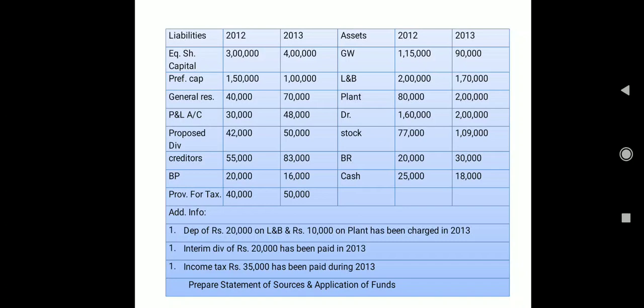Okay, now coming to the additional information. What is the additional information given? Depreciation of rupees 20,000 on land and building. Okay, hold here only. Depreciation of rupees 20,000 on land and building, and that's why I have kept your land and building and plant on hold. Now coming back to the land and building, if we check the 2012 value, it's 2 lakh. And upon that depreciation from additional information, 20,000 is your depreciation. So what is the new value? It should be 2 lakh minus 20,000, we should have 1 lakh 80,000.